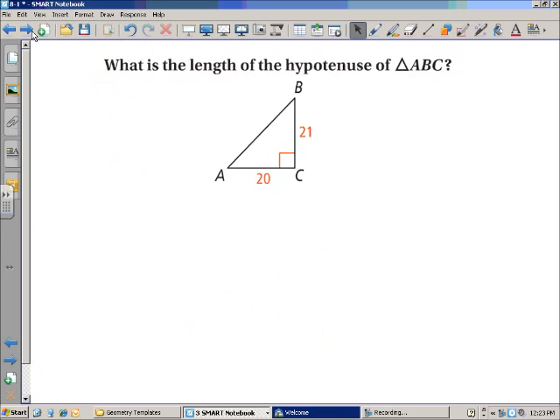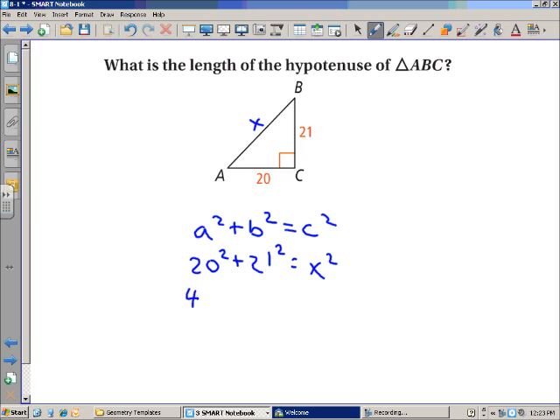Here's an example. Find the length of the hypotenuse. I'll call the hypotenuse x, and since it's a right triangle, I know that a squared plus b squared is equal to c squared. Now c is always the hypotenuse. In this case, the hypotenuse is x, so c is x. A and b can be either 20 or 21, it doesn't matter. So 20 squared plus 21 squared is x squared.